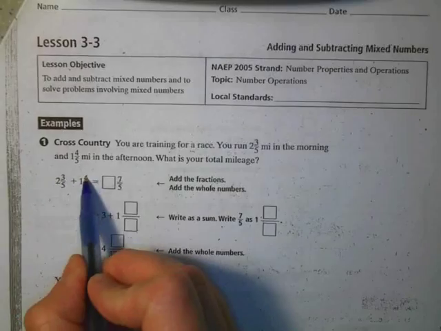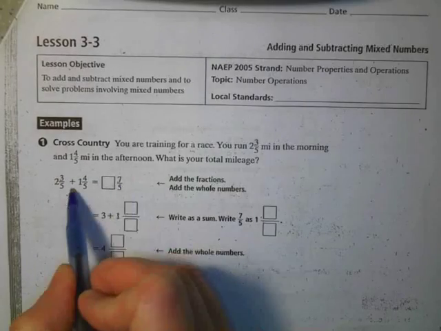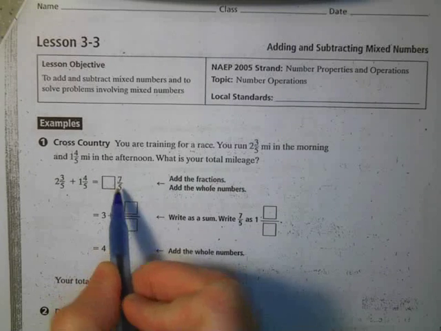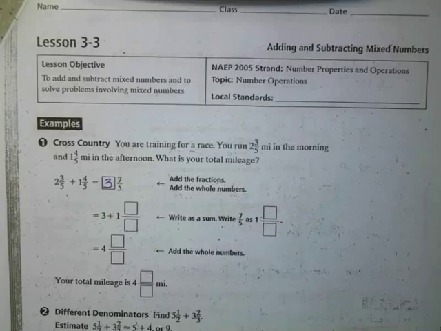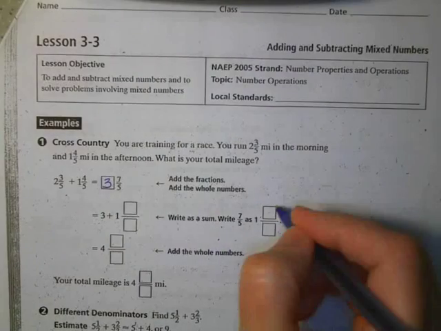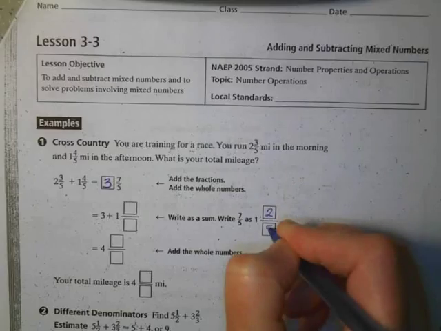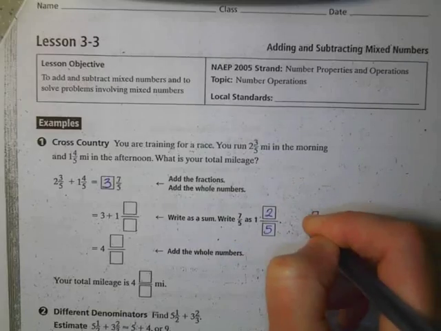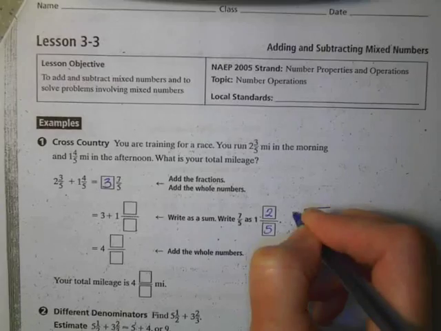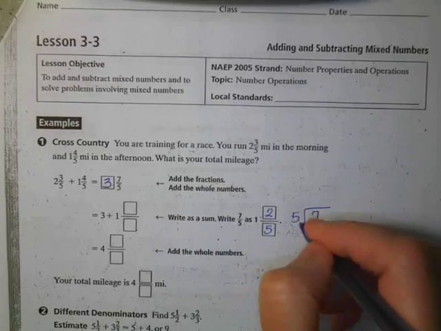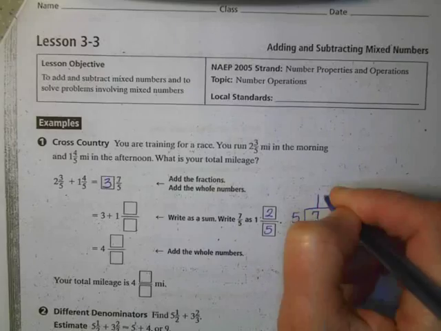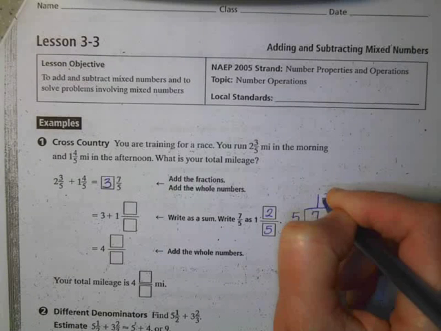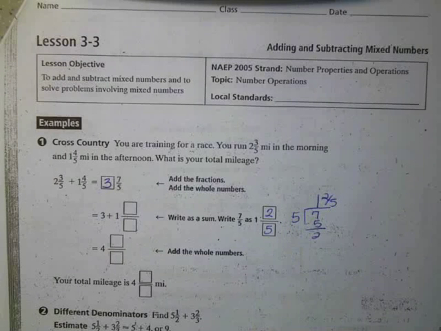So 3 plus 4 gives me 7 on the top, fifths. And add the whole numbers. 2 plus 1 is 3. So this gives me 3 7/5. Remember, 7/5 is 1 2/5. Remember, to find a mixed number for an improper fraction, you take the numerator and divide by the denominator. So 5 into 7 goes 1 time, and you have 2 left over, so it's 1 2/5. That's where that comes from.